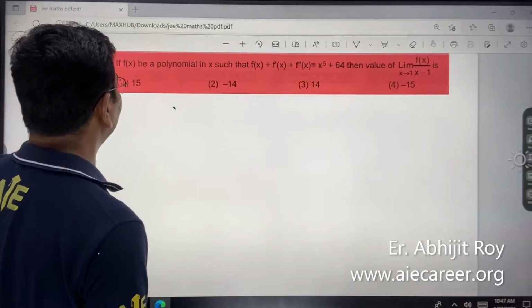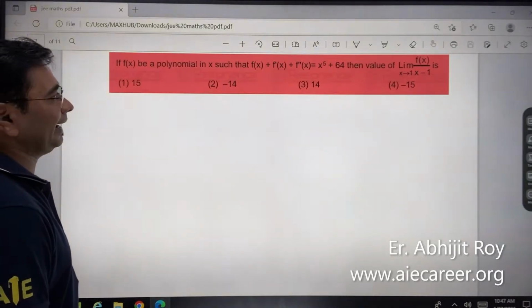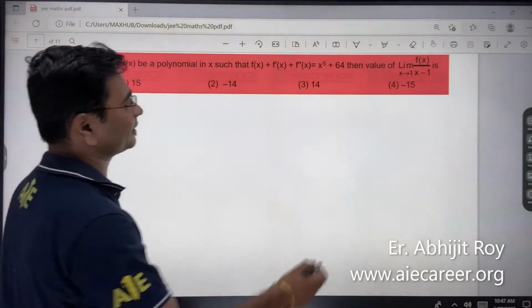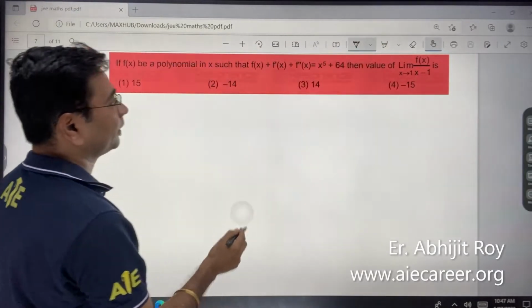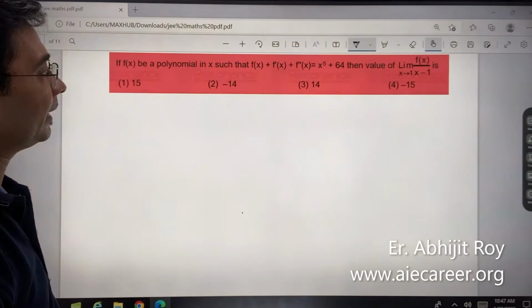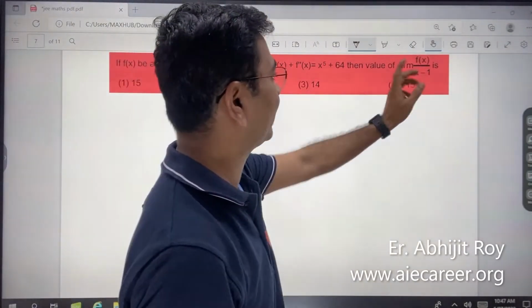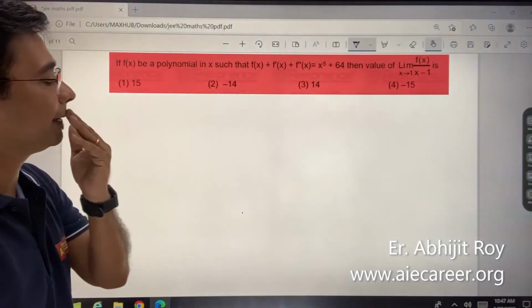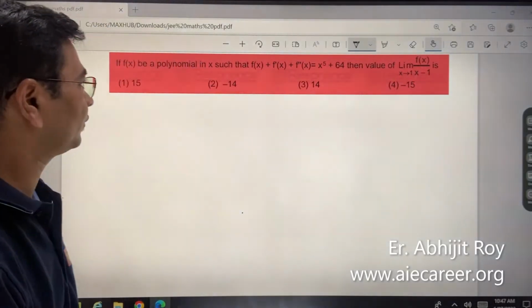So you have a polynomial, right? f of x is a polynomial in x such that f of x plus derivative of f of x plus double derivative of f of x is equal to x to the power 5 plus 64, और लिमिट जहाँ पे ये दे रखी है हमारी। Right, you have to get this limit value. Okay, limit का मतलब expression, what is the final expression, you have to get it.